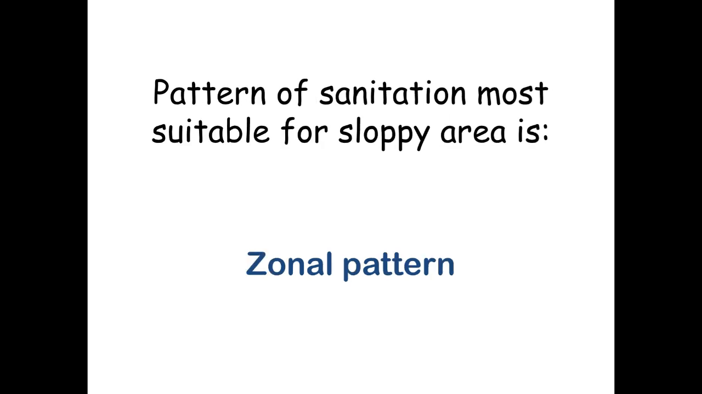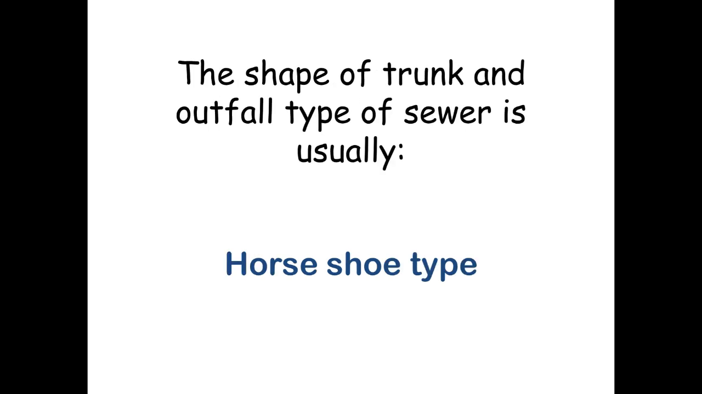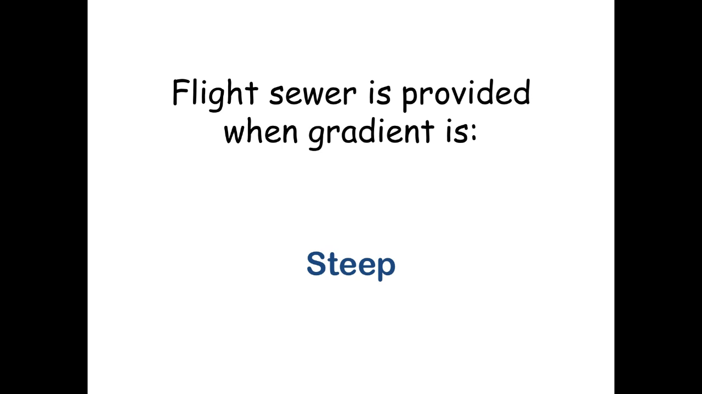Pattern of sanitation most suitable for slopy area is zonal pattern. A circular section of sewer is preferred only up to a diameter of 30 cm. The shape of trunk and outfall type of sewer is usually horseshoe type. Flight sewer is provided when gradient is steep.